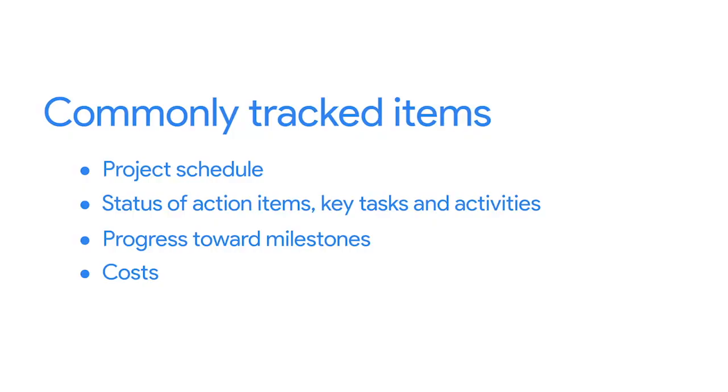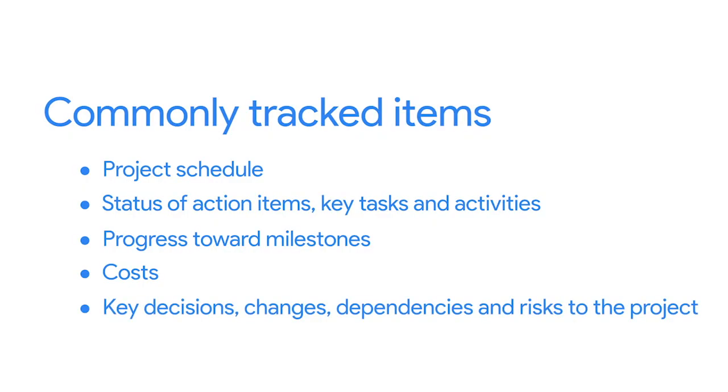And finally, you'll need to track key decisions, changes, dependencies, and risks to the project, including any agreed upon scope changes. This way, your team and stakeholders are aligned on what needs to be done for the project to succeed. We will cover this in more detail throughout the course since it's a big part of running the project.